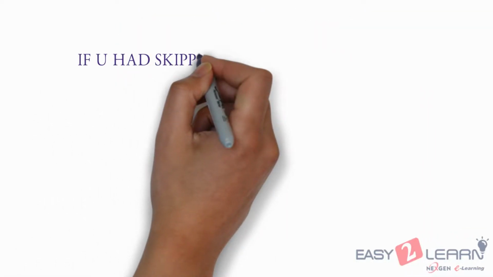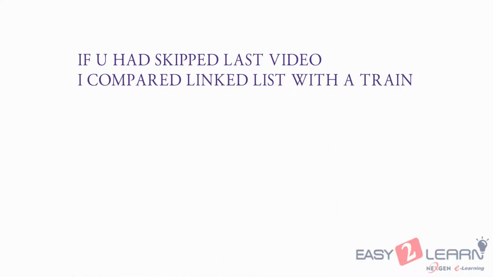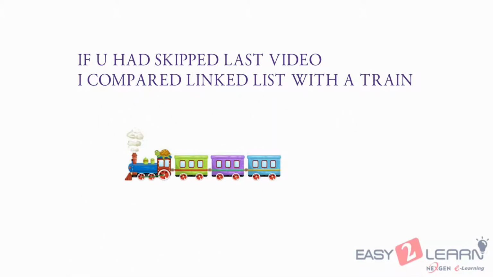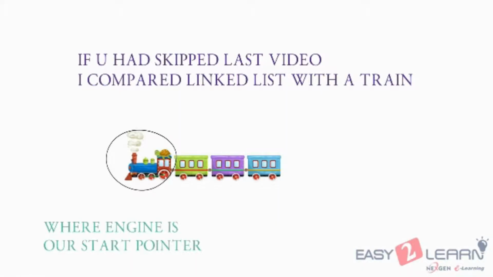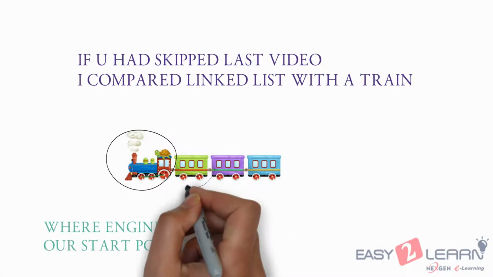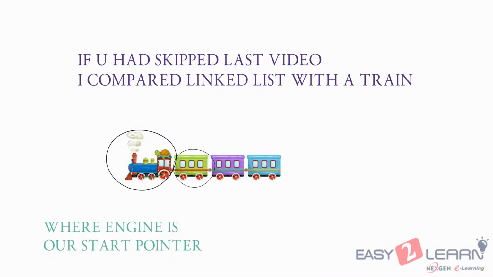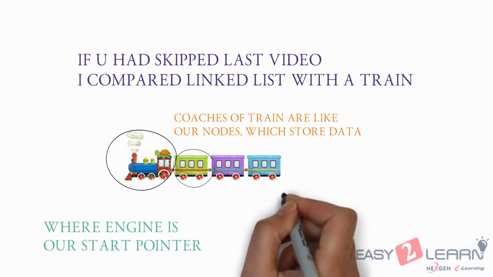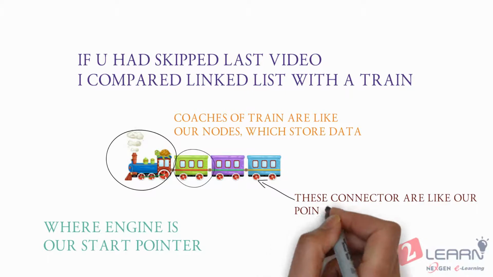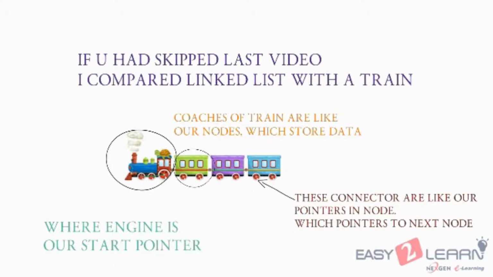If you have skipped the last video where I compared the linked list with a train, I'll have a summary of it. The engine is compared with our starting pointer, whereas the coaches of the train are compared with our nodes, which simply stores data. But observe, these links or connectors between the coaches are like our pointers in node, which points to next node.